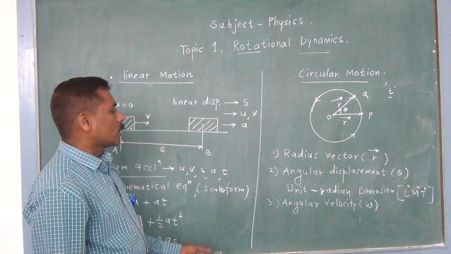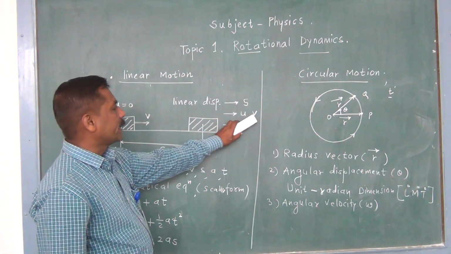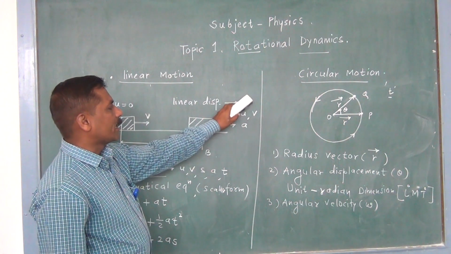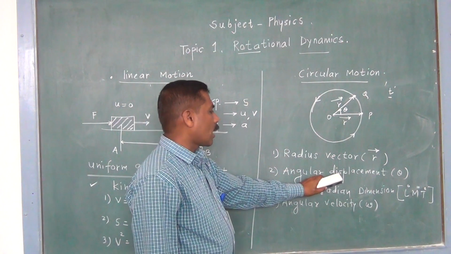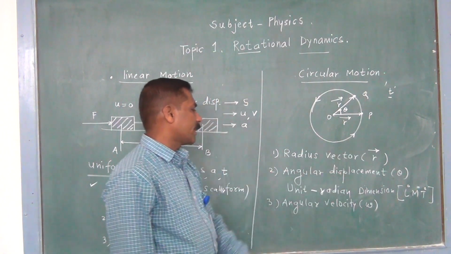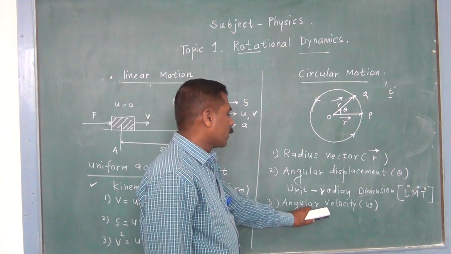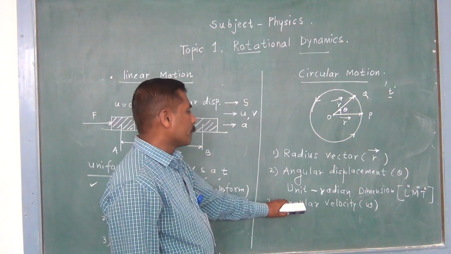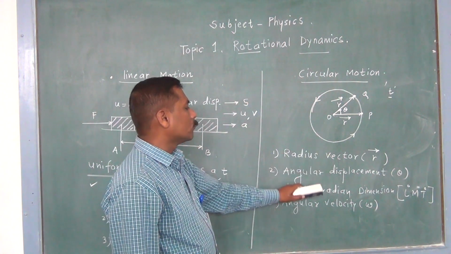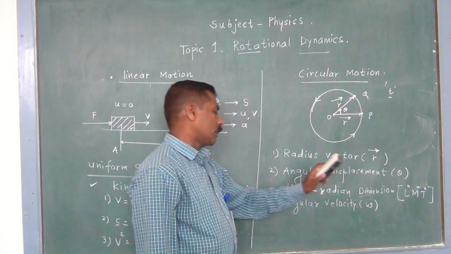Now we know the definition of velocity here also. How can we define velocity? Velocity is displacement divided by time. Similarly here, since we know the angular displacement, we can make the definition for angular velocity. That is the rate of change of angular displacement with time. That is called the angular velocity.